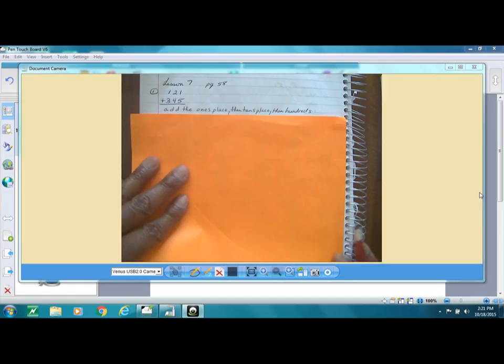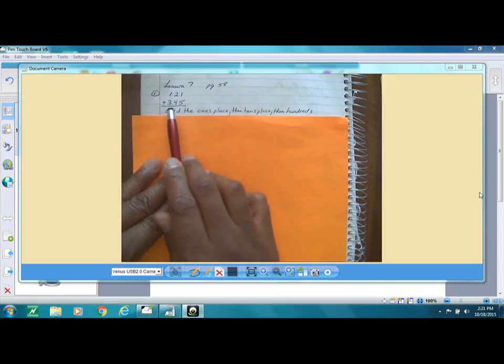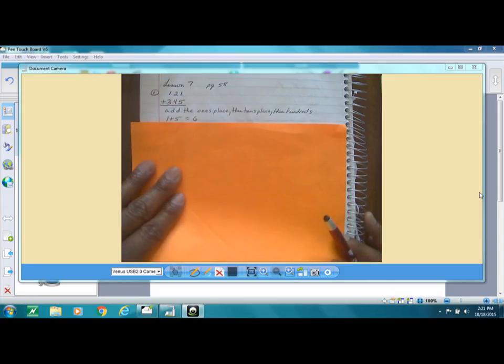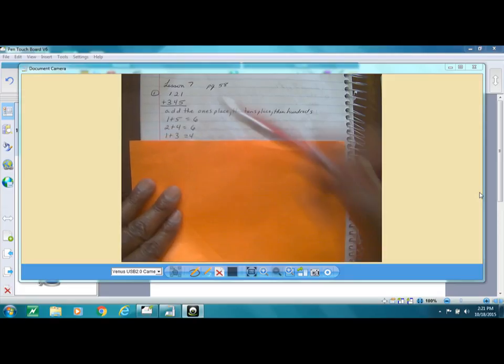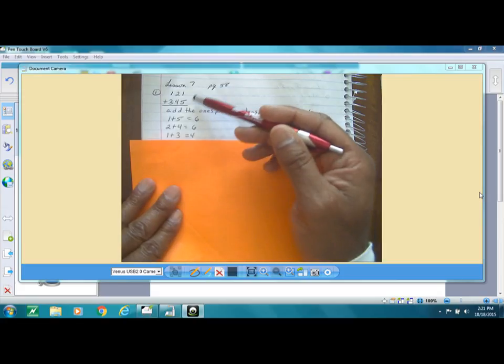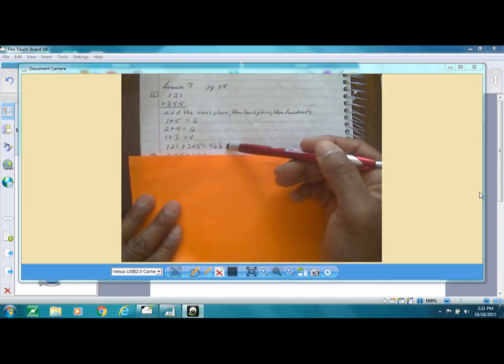We're going to add the ones place, then the tens place, then the hundreds place. Just in case you've forgotten, this is the ones place, this is the tens place, and this is the hundreds place. So add these first, add these second, add these third. When you add the ones place, that's 1 plus 5, 6. When you add the tens place, that's 2 plus 4, that's 6. When you add the hundreds place, that's 1 plus 3, and that's 4. So 121 plus 345 equals 466.